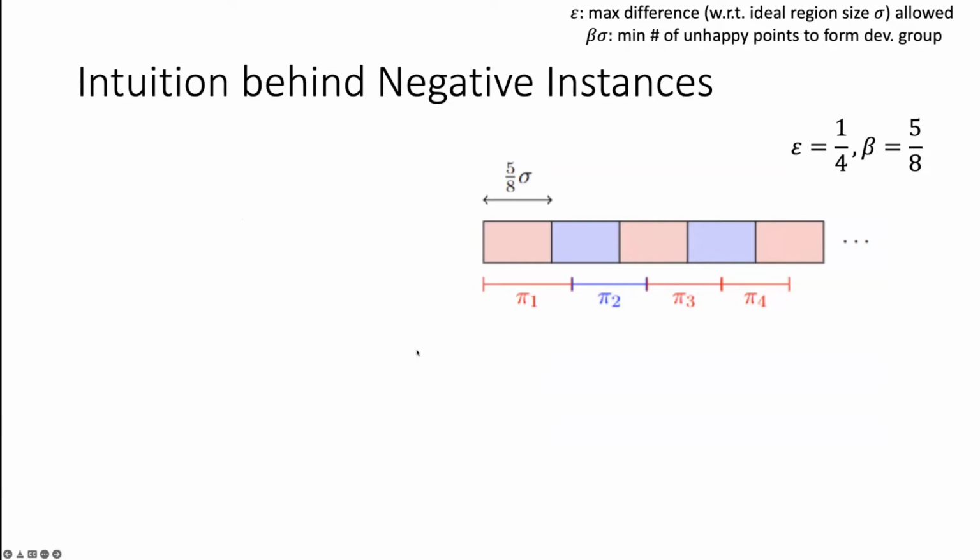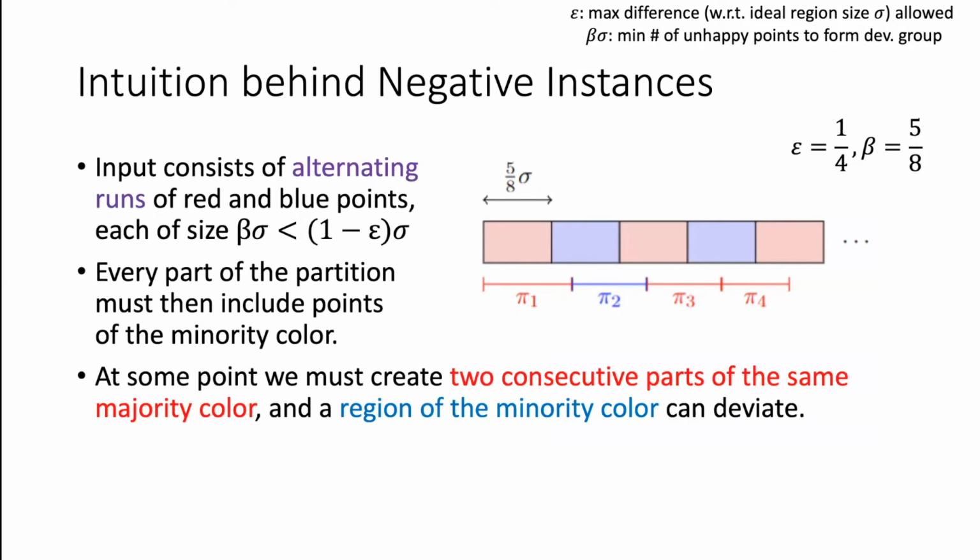And let me give some intuition behind these negative instances. So if beta is small relative to epsilon, then there will be instances where there is no locally fair partitioning, and the instances look like this. Your input consists of alternating runs of red and blue points, and each run is of length exactly beta times sigma. Because our partition size cannot be that small, it cannot be beta sigma, it has to be larger.